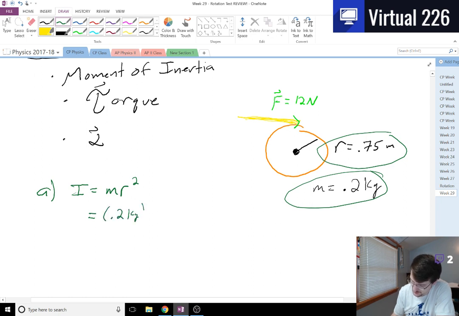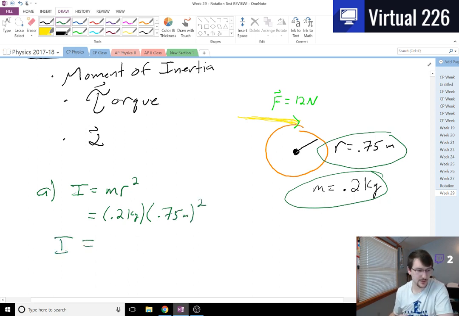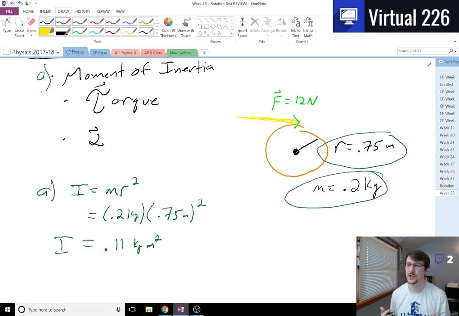0.2 kilograms times 0.75 meters squared. We grab a calculator real quick and we shove it all in. 0.75 squared times 0.2 gives us a moment of inertia of about 0.11, rounding, kilograms meters squared. And that's part A. That's the moment of inertia. Nothing too crazy there. It's mainly just looking at your best friend and identifying the object.